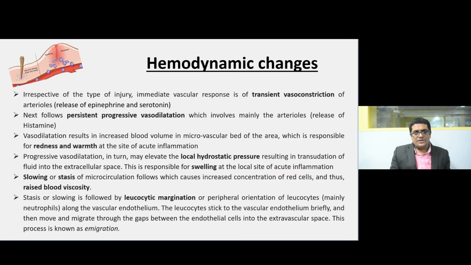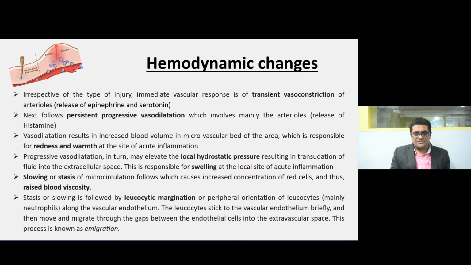Next, immediately persistent progressive vasodilation takes place. So first vasoconstriction takes place with a slight increase in blood pressure. Then immediately after the vasoconstriction, persistent progressive vasodilation takes place, which involves mainly the arterioles due to release of histamine. Vasodilation results in increased blood volume in the microvascular bed of the area, which is responsible for the redness and warmth at the site of acute inflammation. So as vasodilation takes place, the blood volume is increased and the area becomes red and warm.